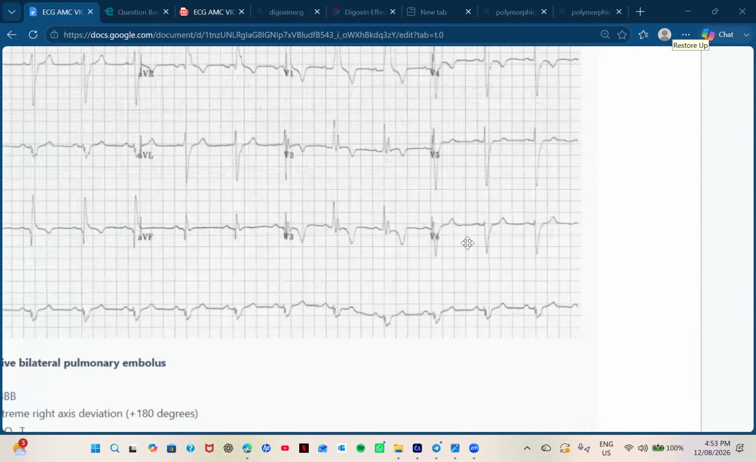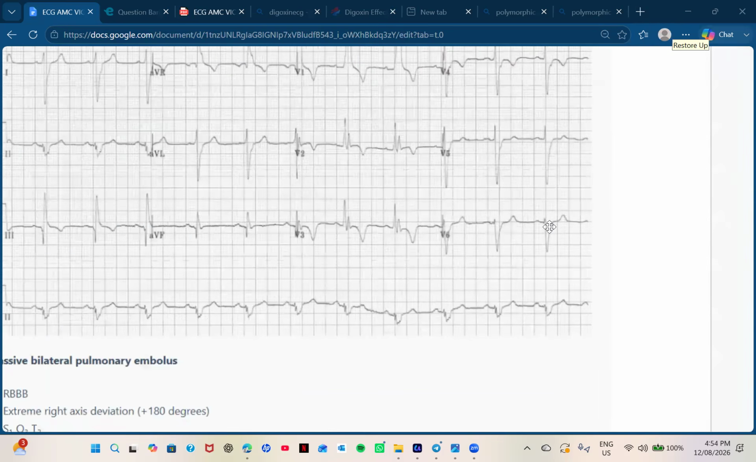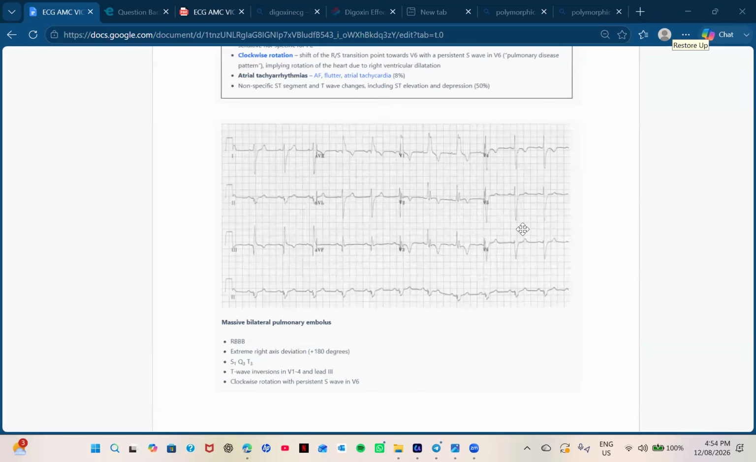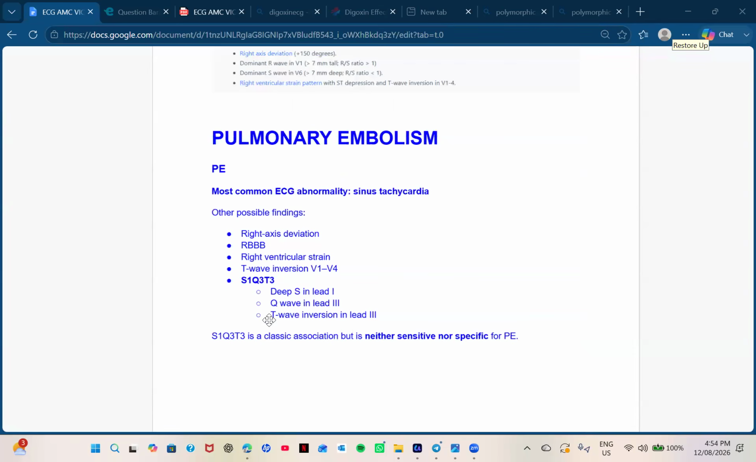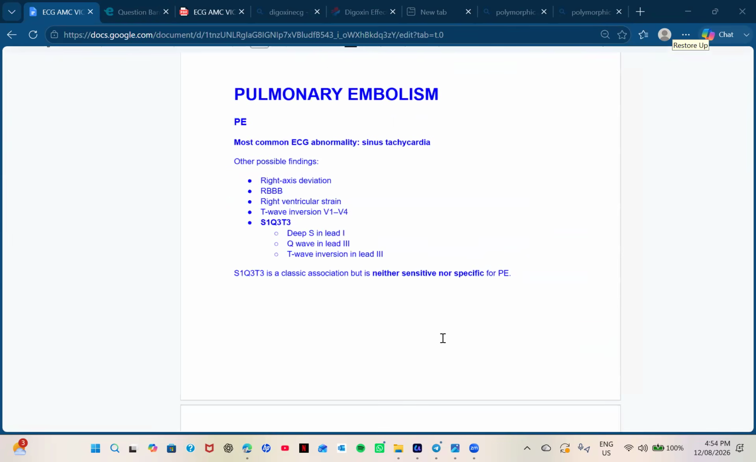So here, you can see the S wave, but I don't know how to explain the clockwise rotation, and that is not very specific. Mainly remember these things: right axis deviation, right bundle branch block, right ventricular strain, T inversion V1 to V4, and this deep S in lead 1, the Q wave in lead 3, and the T wave inversion in lead 3. Those things are very important.